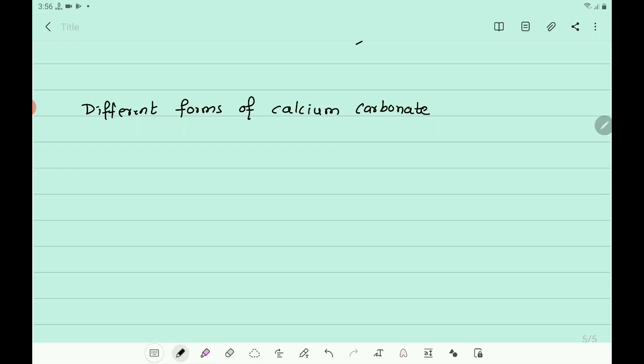So they are limestone, chalk, marble. These are the different forms of calcium carbonate.